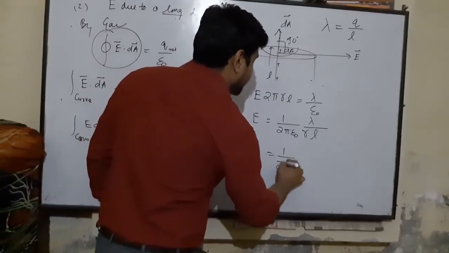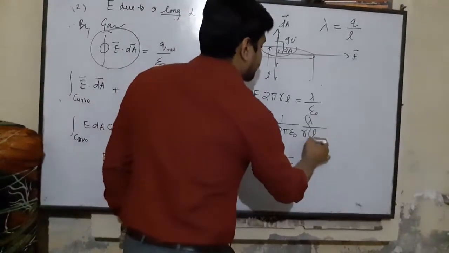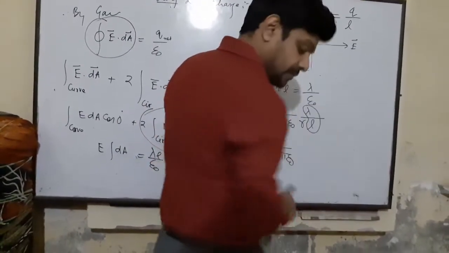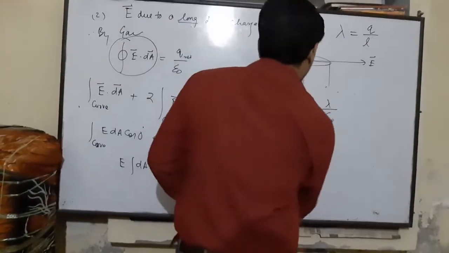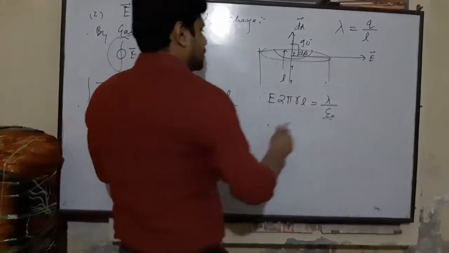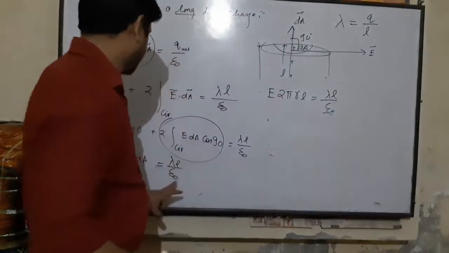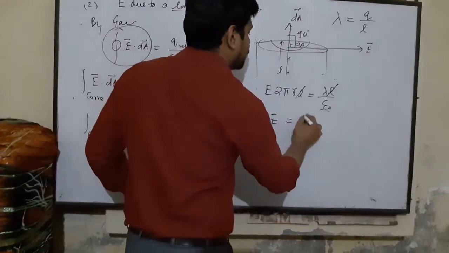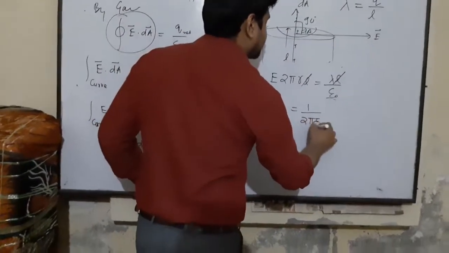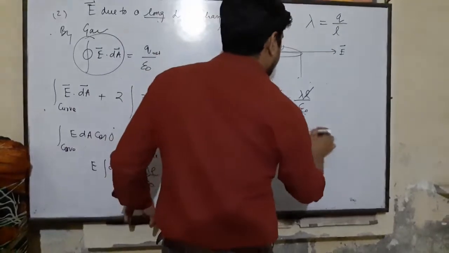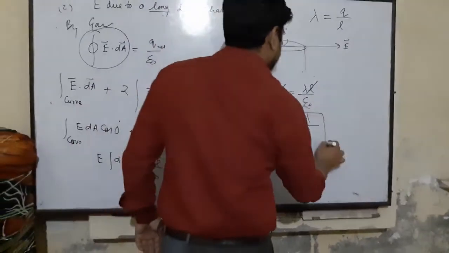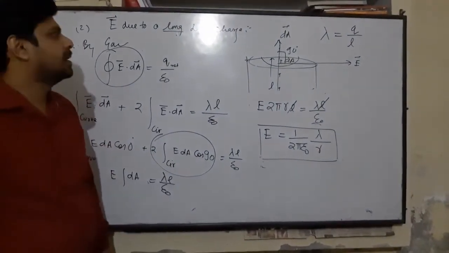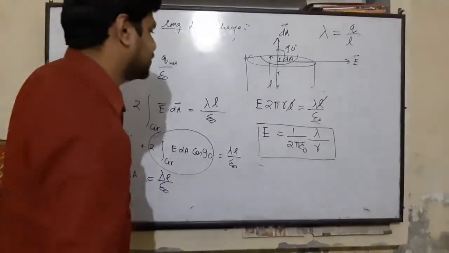1 over 2 pi epsilon naught, we can write this as lambda over epsilon naught. Then cancel L from L, and E is equal to 1 over 2 pi epsilon naught times lambda over R. This is the formula for the intensity of electric field due to a long line charge.